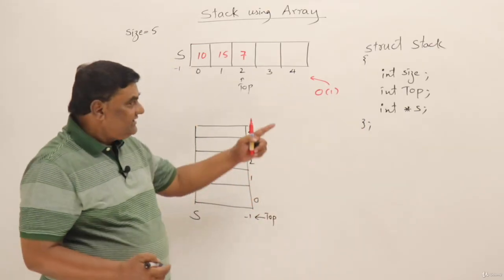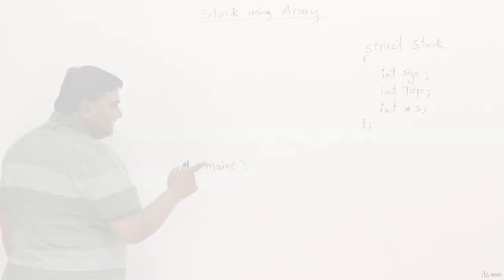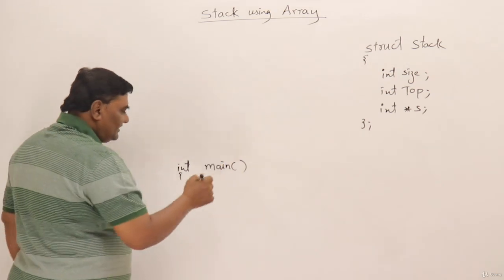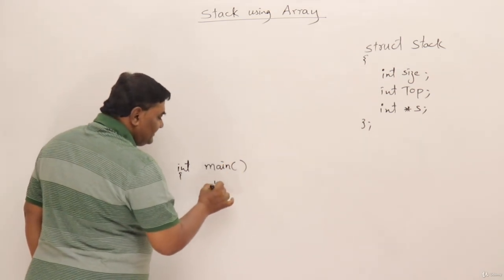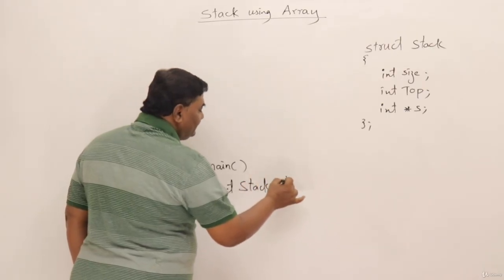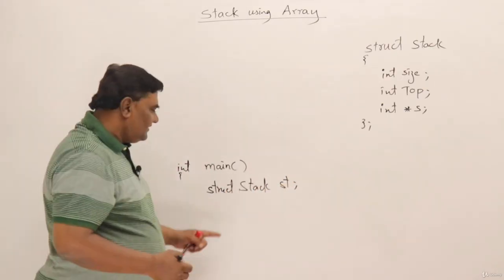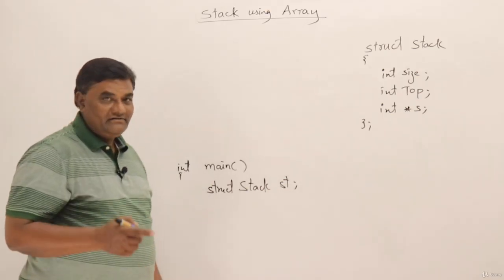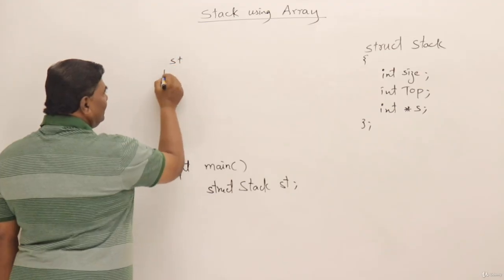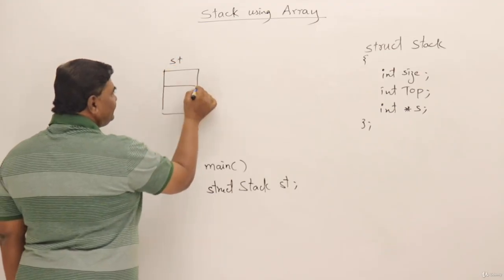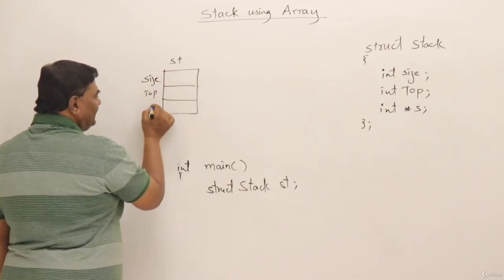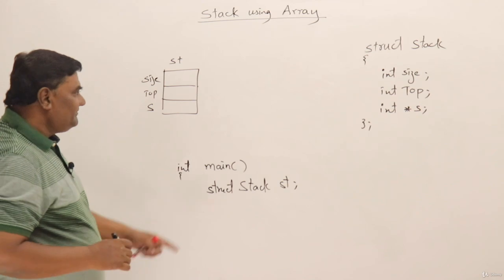Next, let us see how to create and initialize this stack. Inside the main function, I will create an object of this stack. I will take a variable simply: struct stack st. So st is a stack. Once this stack is created, there are three variables in it. We'll get an object st having three things inside: size, top pointer, and s, which is a pointer. Three members are there.